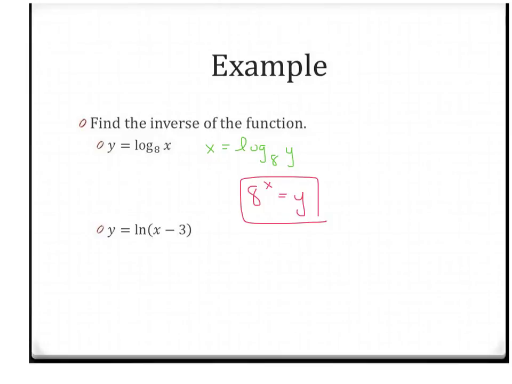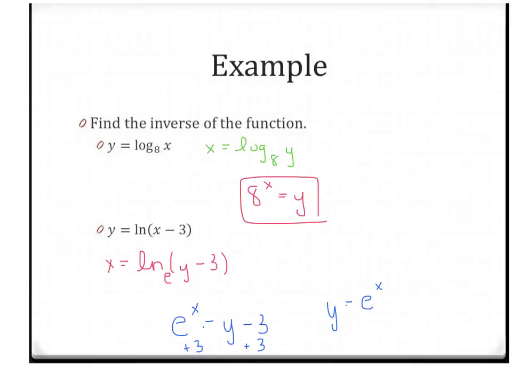Okay, so on this next one, we're going to switch x and y. So we get x equals ln, so that's your natural log, y minus 3. Remember there's a base e here. So if I write this in exponential form, this is e to the x equals y minus 3, but I don't want it to be y minus 3, I just want it to be y. So if we add 3 to both sides, y equals e to the x plus 3.